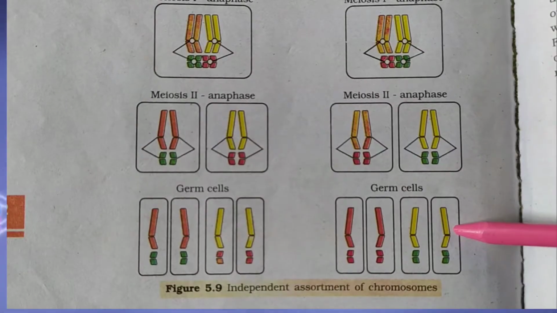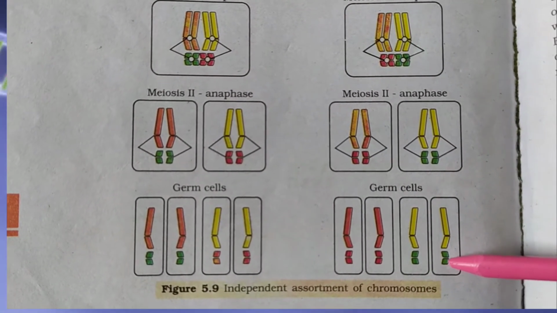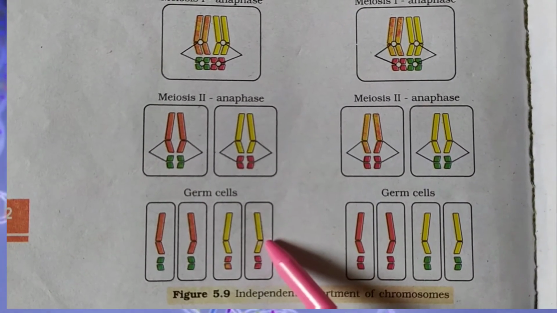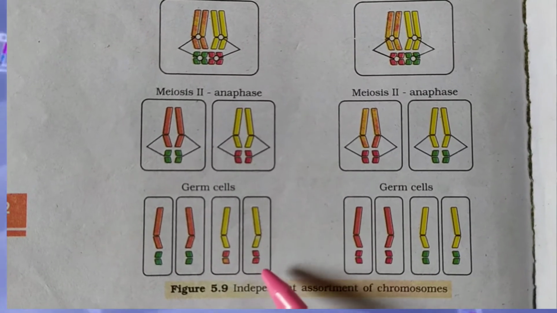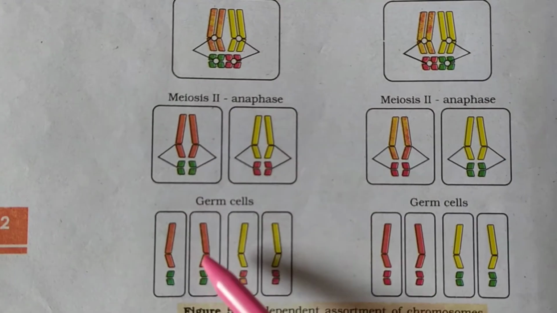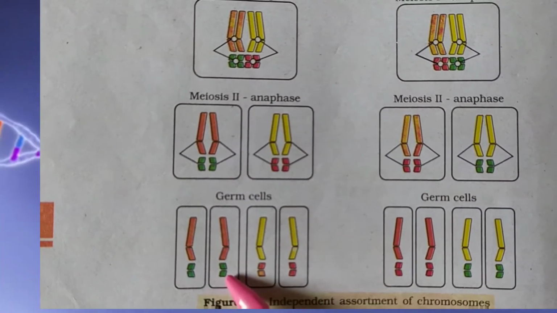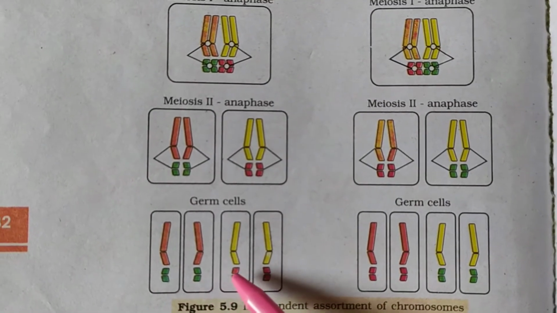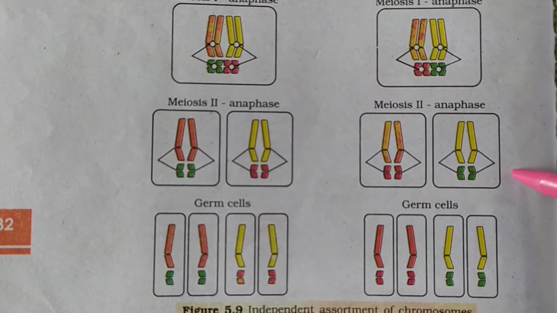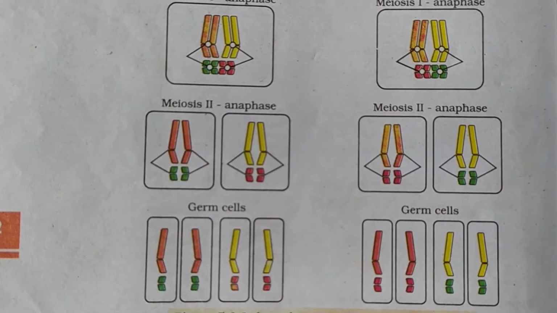Here, the yellow long chromosome is assorted with the green chromosome. The yellow long chromosome can also be assorted with the short red chromosome. The orange long chromosome also can be assorted with the green chromosome. Thus, this diagram shows the chromosomal law of independent assortment.